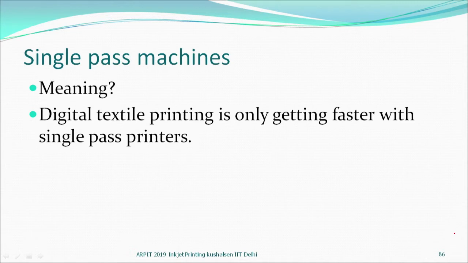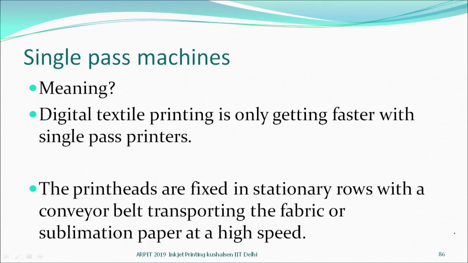So, this has helped to increase the speeds of production tremendously. All big companies are now going to be making single pass machines. Of course, they are costlier, but the speed is increased. Now, what happens? The print heads are fixed in a stationary row or rows, one row, second row, third row, based on how many colors. And the fabric is moving.